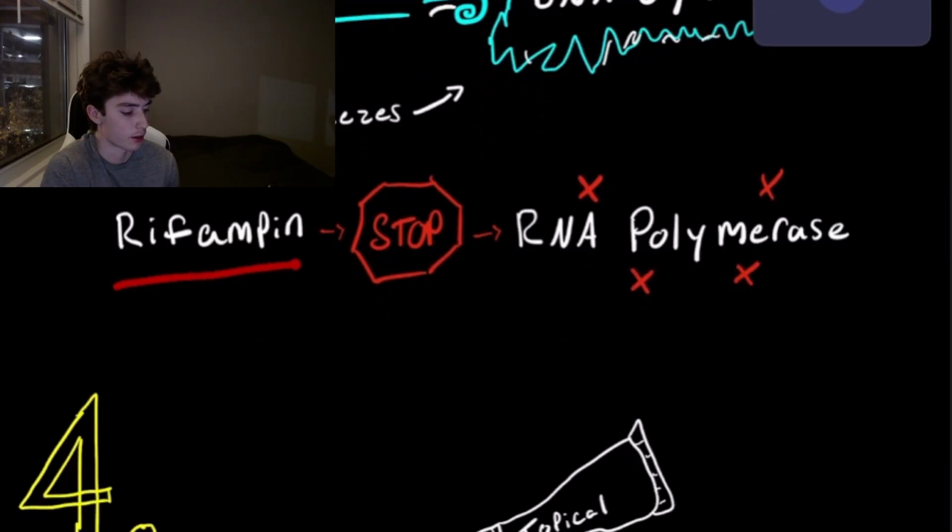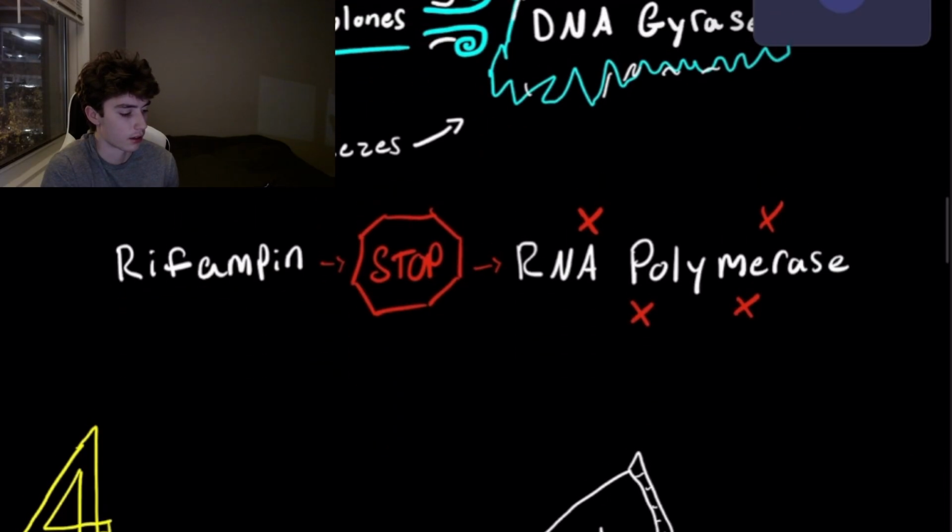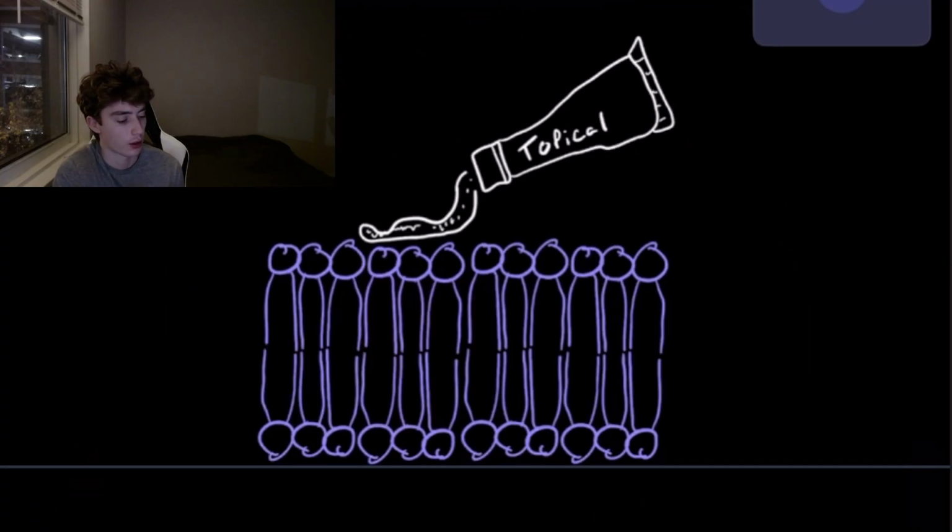Rifampin is the other popular antibiotic in inhibiting nucleic acid synthesis. So rifampin will overall just stop RNA polymerase from working. So this is going to prevent the transcription of DNA to RNA. So the fourth mode of action would be damage to the cell membrane. Now, the problem with this is that humans also share cell membranes. So the kind of loophole around this is by applying these antibiotics topically.